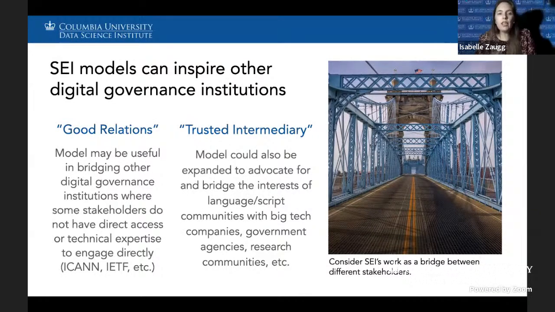So I would call these a couple ways of thinking about this. One is good relations. A model may be useful in bridging other digital governance institutions, such as ICANN, IETF, etc. And it can be expanded to advocate for and bridge the interests of language and script communities with big tech companies, government agencies, research communities, etc. I think there's a role for intermediaries to be playing, both in advocacy as well as a connecting role to the needs of user communities, connecting these different entities to experts who can also inform the tools that are developed on behalf of user communities.